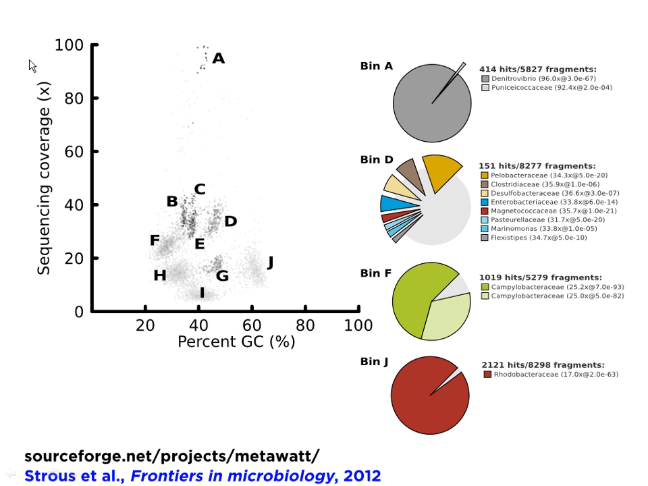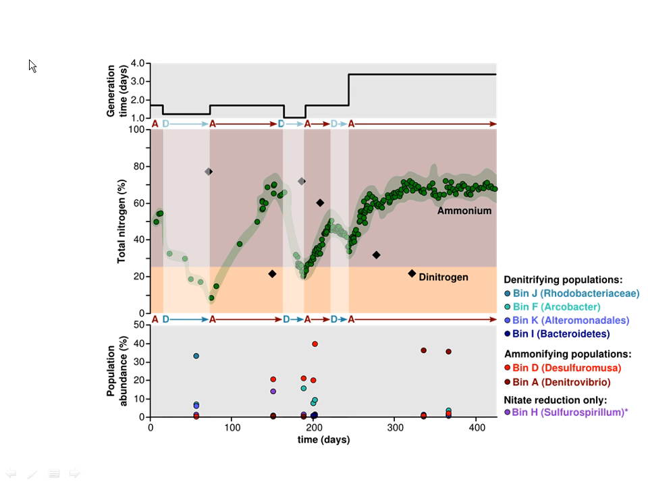And this way, by binning everything apart, we got like provisional whole genome sequences of all the dominant members of the culture at different time points. So these were the time points we sequenced, and here you see different denitrifying populations that were identified, ammonifying populations, and one population that could only reduce nitrate to nitrite.